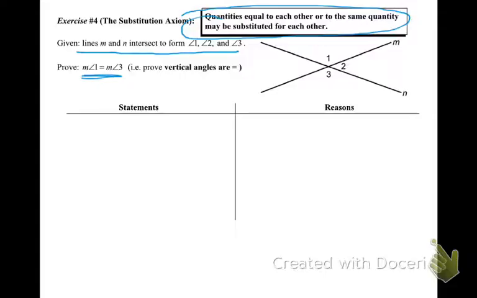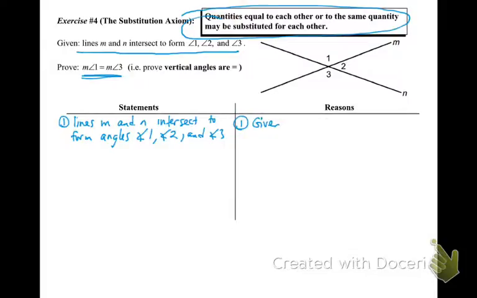Let's start off with the given. Lines M and N intersect to form angles 1, 2, and 3. So I'm going to write that in my statement for line 1. And my corresponding reason is going to be given.